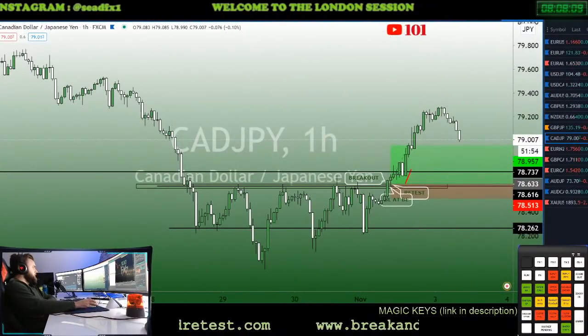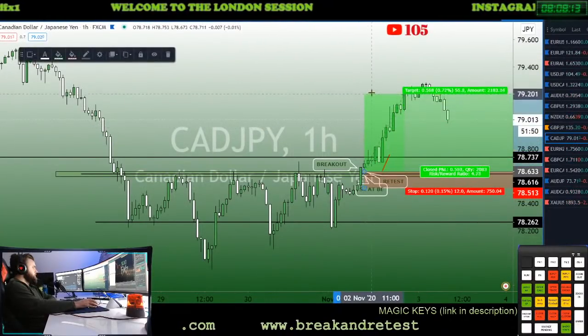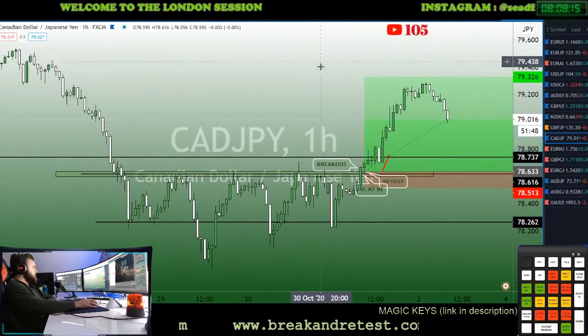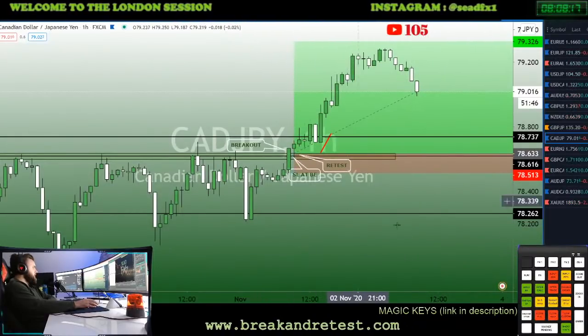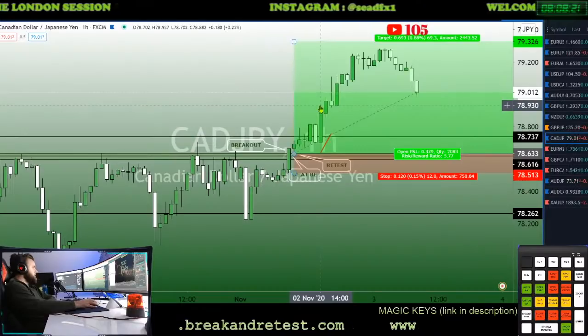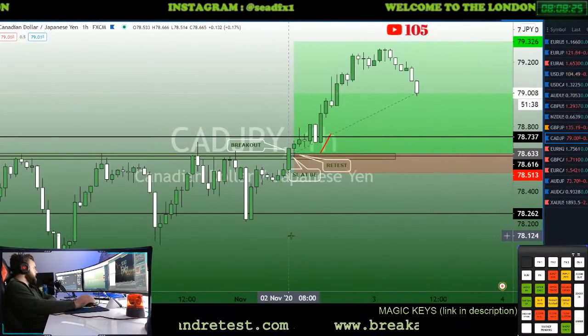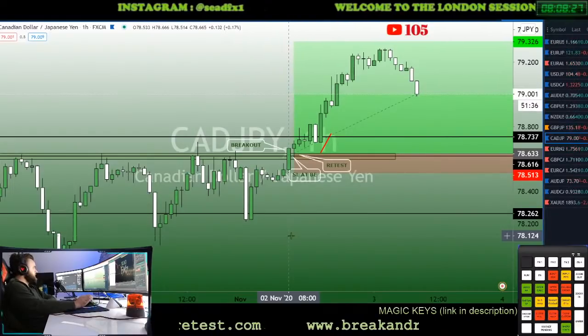I think it's doing a daily retest too right now. This was nice, man. Look at this. Never came at break even. I got my runner out around here. Didn't hold more than that, but look how far it went. It's pretty crazy.